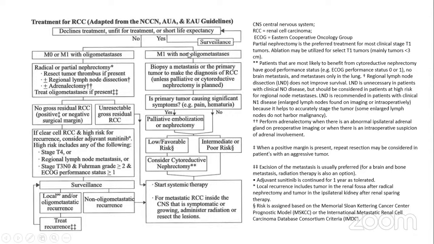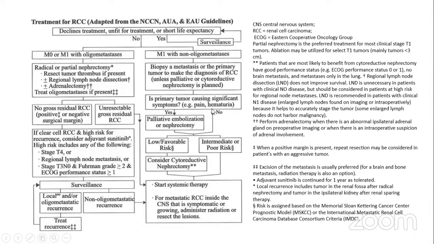Here we have M1 with non-oligometastases. Here we'll do biopsy of the metastasis or the primary tumor to make the diagnosis of RCC, unless palliative or cytoreductive nephrectomy is planned. Is the primary tumor causing significant symptoms, for example pain or hematuria? Yes, we'll do palliative embolization or nephrectomy.